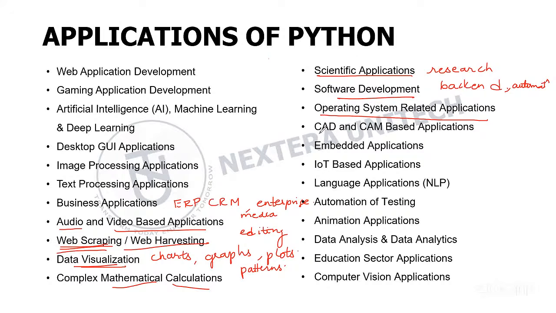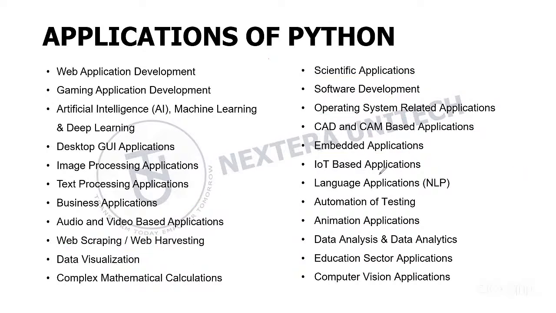So Python is also used in CAD CAM based applications. So it assists in computer aided design and manufacturing systems. It is also used in embedded applications like hardware devices like Raspberry Pi and microcontrollers. And Python is also used in IoT based applications. So if you want to develop some smart TV or smart home or smart connected devices and IoT systems, you can use Python. And also in the language applications like NLP, natural language processing. So if you want to process and understand human languages, you can use Python and perform this.